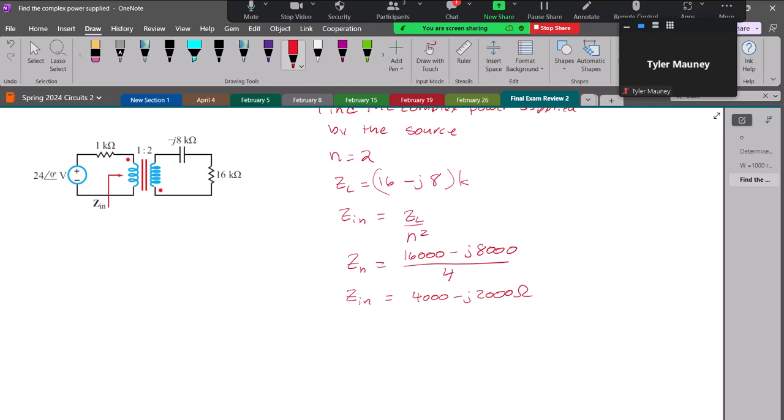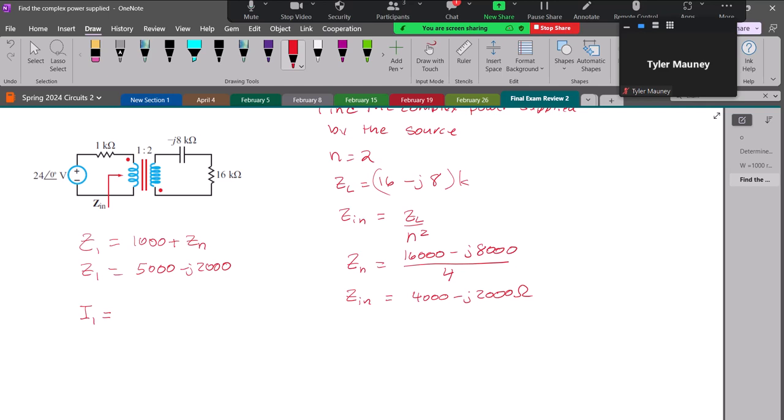All right, so, no, I put thousands in. So now if I add up all the impedances on the one side, I can say Z1 total is 1,000 plus Zn, or Z1 is 5,000 minus J 2,000.